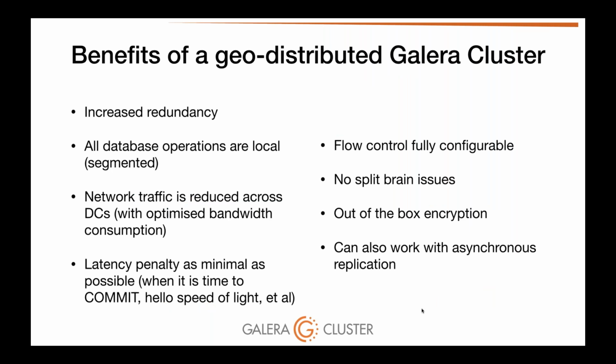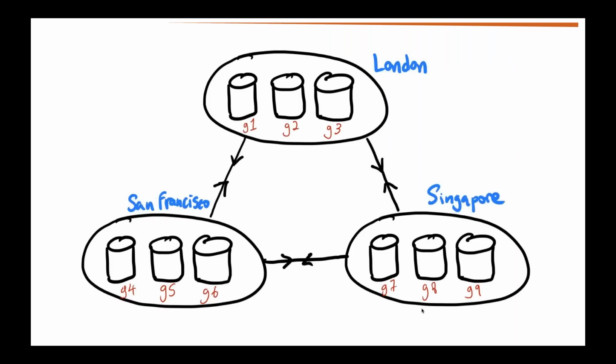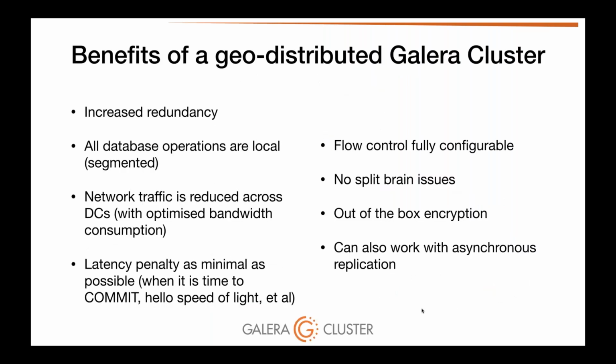You of course have increased redundancy. You have the database operations being kept local, so it's all very nicely segmented. Your network traffic, of course, is reduced across data centers, also with optimized bandwidth consumption, because earlier versions of Galera did not have optimized bandwidth consumption. You'd have to write to all 9 nodes. Now you only have to write to 5, and you're saving the writes to 4 nodes at any given commit time, and that is extremely efficient and extremely smart.